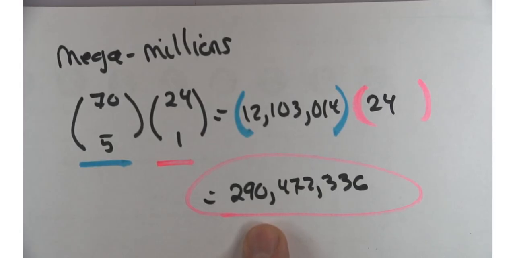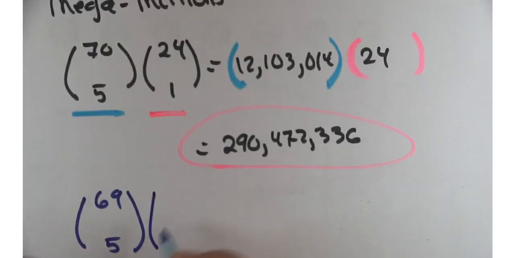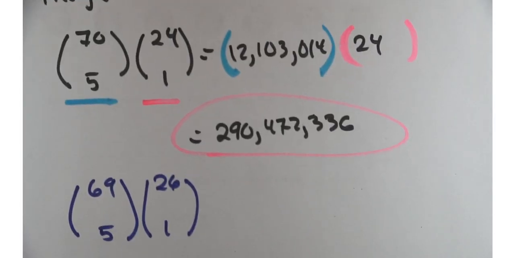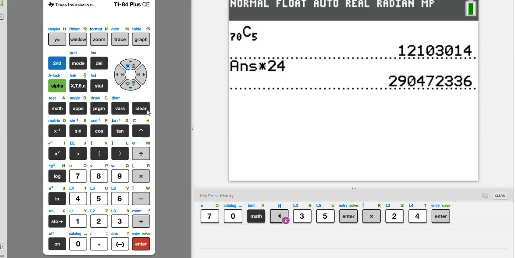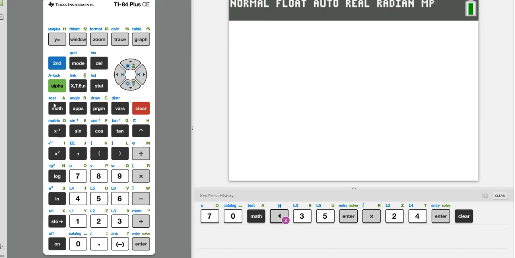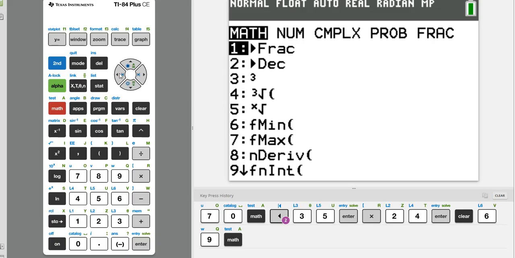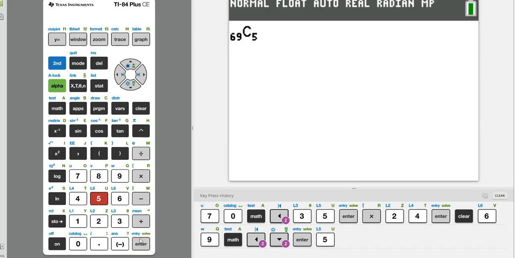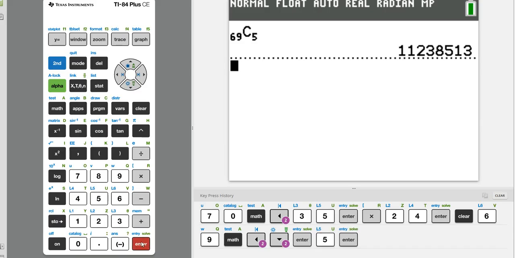Curious enough, the Powerball does things a little differently. They do 69 balls, but then you have to choose 1 out of 26 here. So which one's better? If you had to play and hope that you were going to win one of them, which one would you play? So let's just try this again. We'll hit 69, math, and there we go. Choose 5. So 11 million, but this time we've got to multiply by 26.